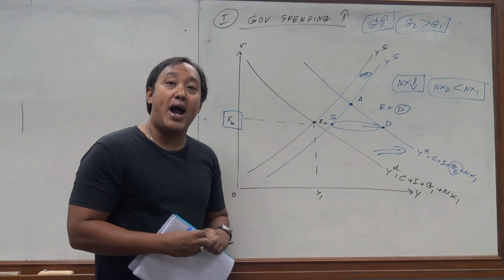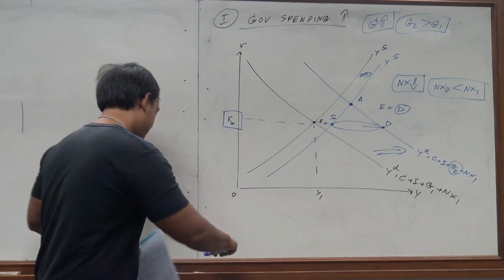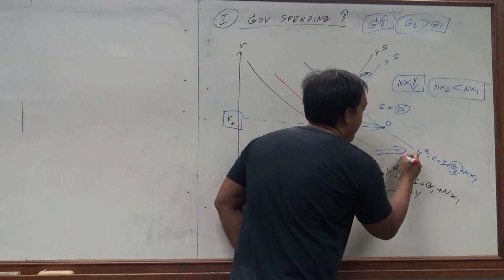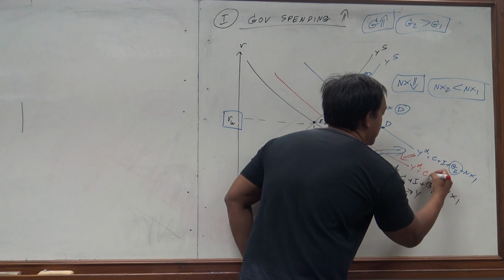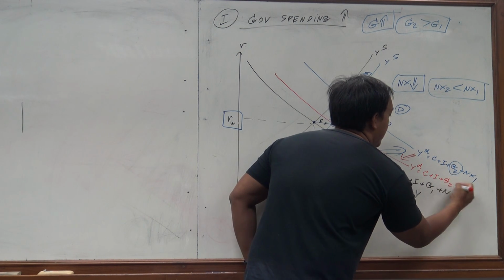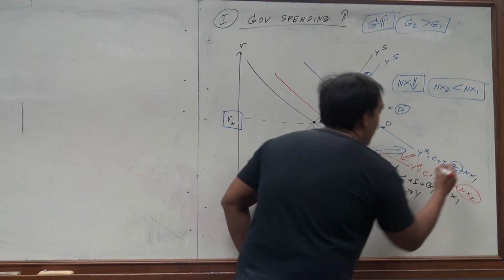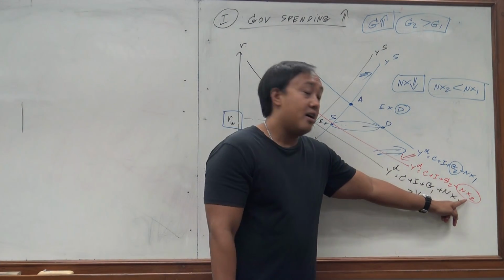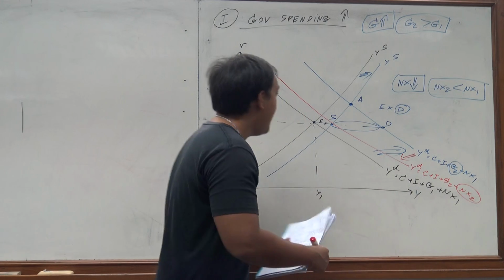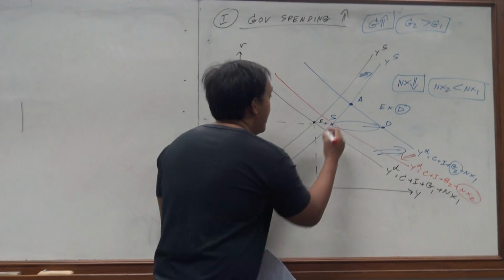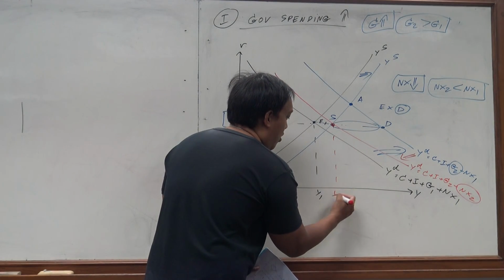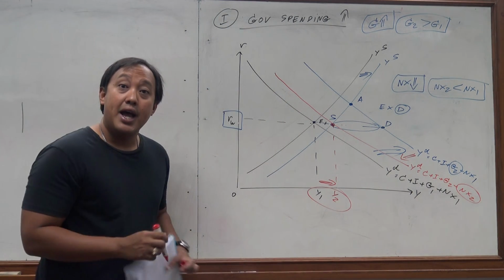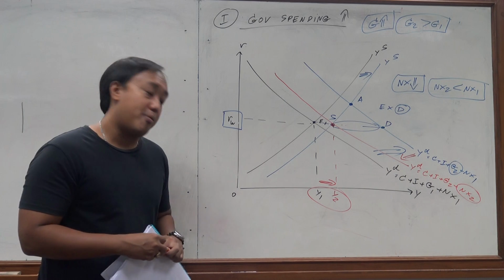YD is going to shift back to the left. Okay, here, shift back to the left, this is YD equal to C plus I plus G2 plus NX2. This shifts back to the left because NX becomes lower, because we need to import more. Then, finally, the GDP increases only by a small gap.